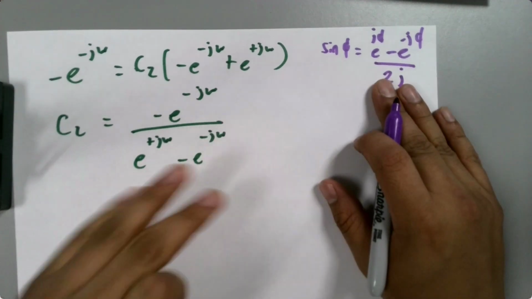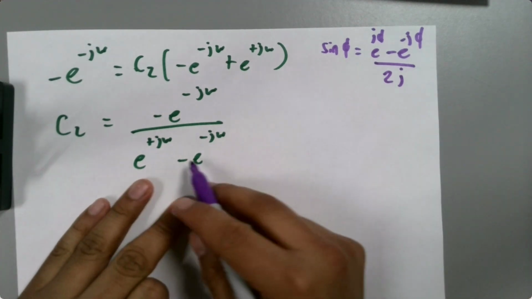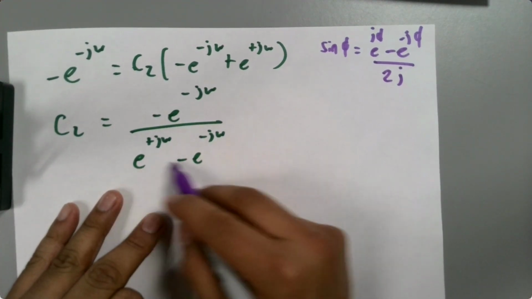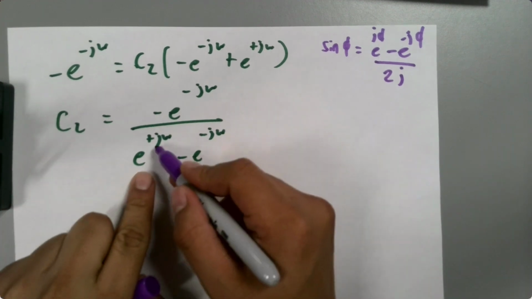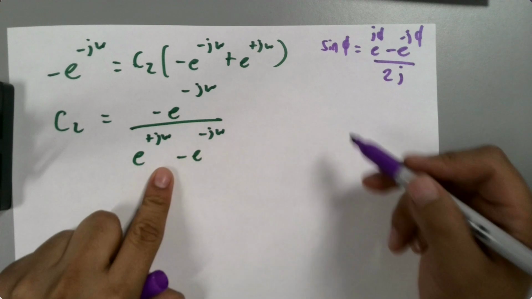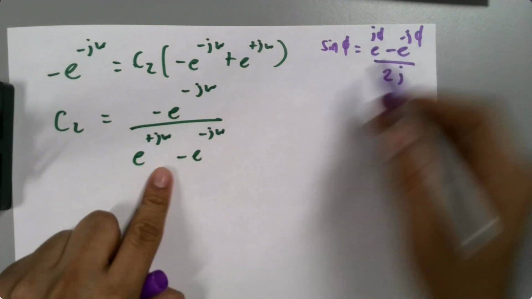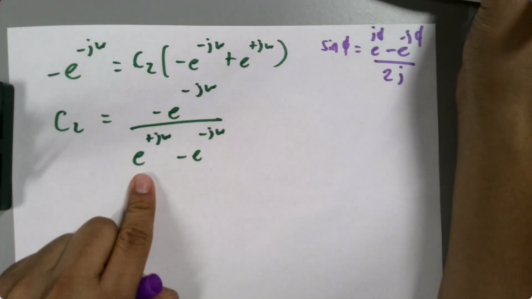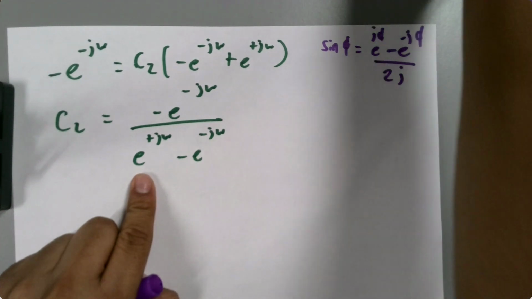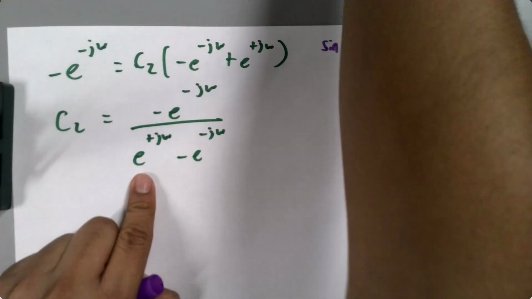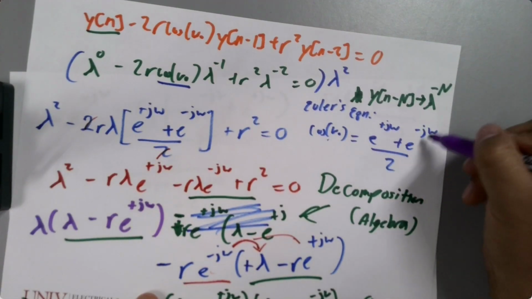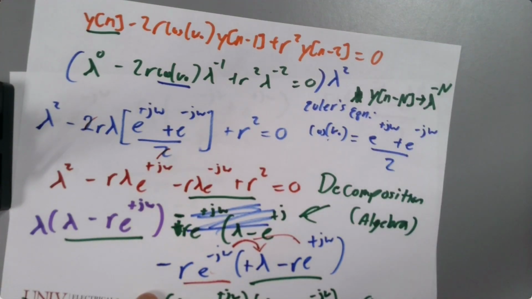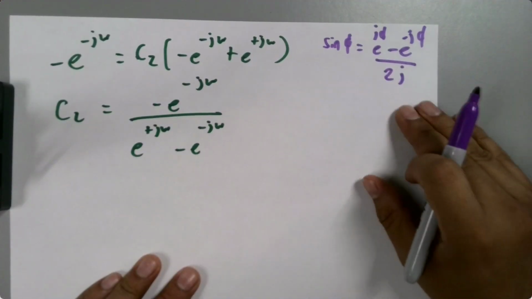to solve this problem. So you see this right here, we have a positive frequency minus a negative frequency. When you see this pattern, a positive minus a negative frequency, think of sine. When you see a positive plus a negative frequency, think of cosine. And the only difference is there's a j in sine. That's the trick I'm trying to get into your brains.